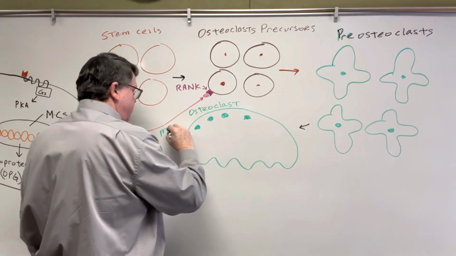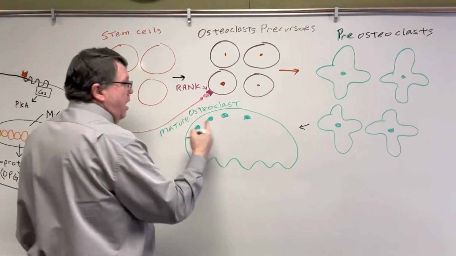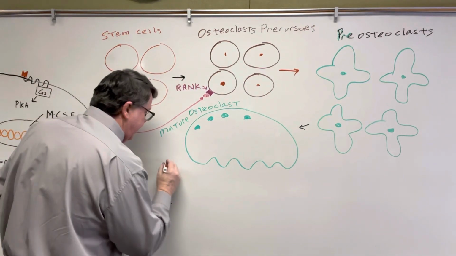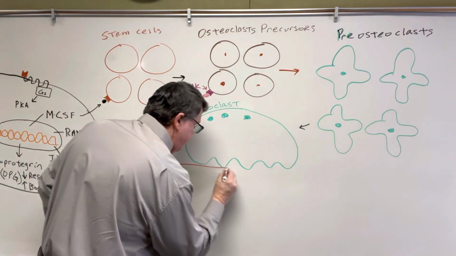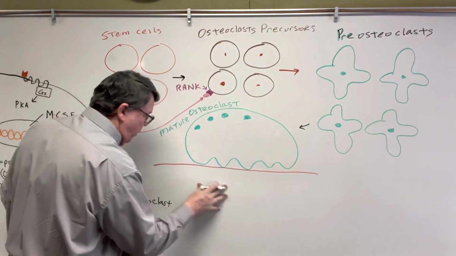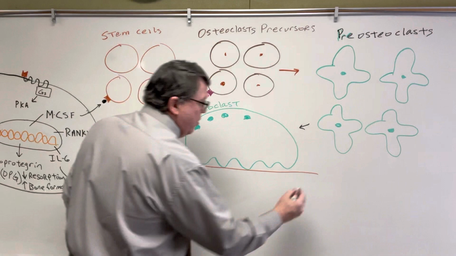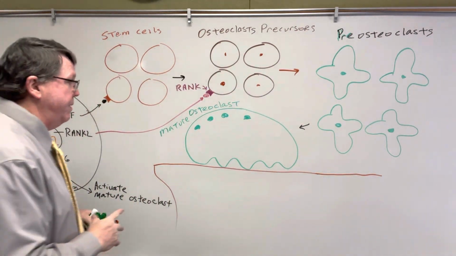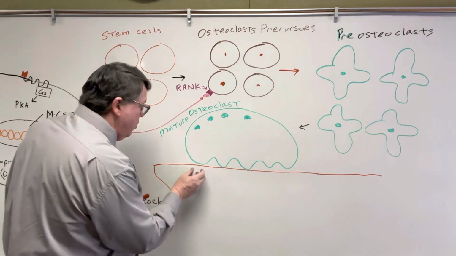This is a mature osteoclast. All right, so there's my mature osteoclast. So this is what I'm going to do: I'm going to draw a bone right here. And there's my bone. And so down here, all the white's going to be bone also. So this is all bone right here. So now what's going to happen is this is going to attach to bone.